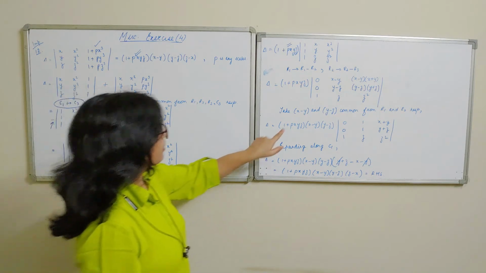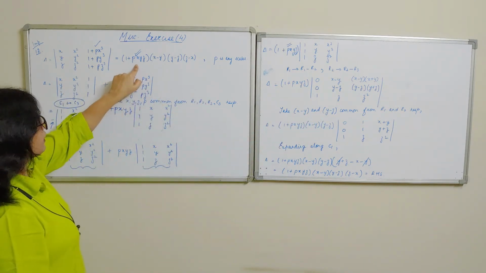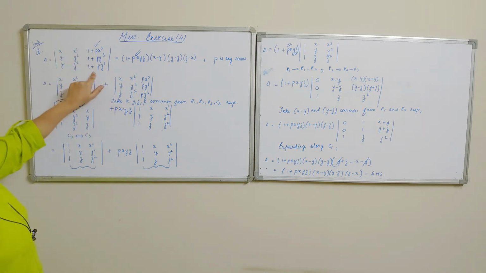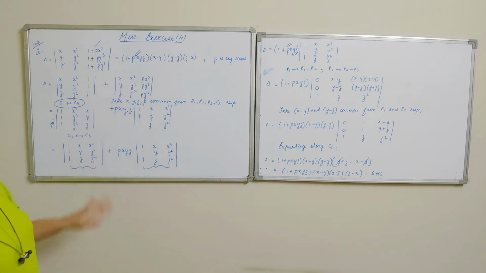You can start the question by taking these factors. I have chosen this factor, which can be obtained first using a property where the determinant can be expressed as sum of 2 determinants. Okay.